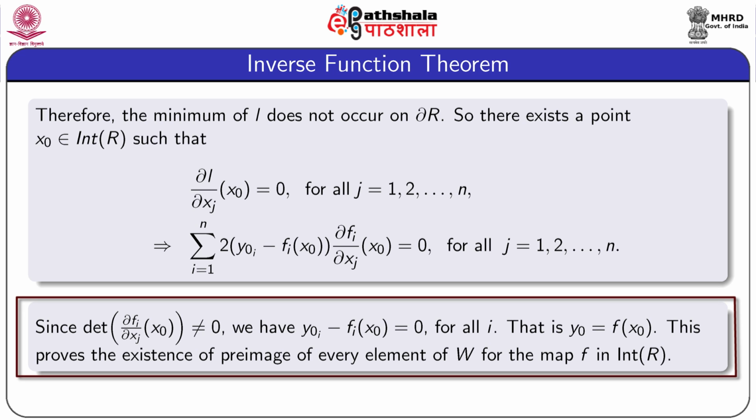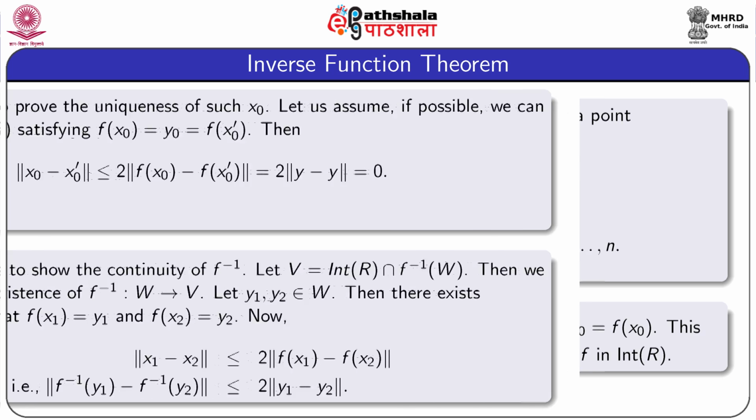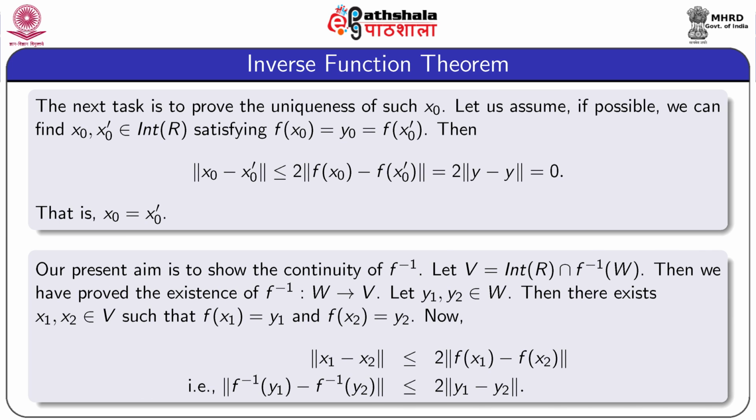Since the determinant ∂fi/∂xj at x0 is non-zero, we have y0 − fi(x0) equal to 0, and this is true for every i. Therefore, y0 is nothing but f(x0). This proves the existence of a pre-image of every element of W corresponding to the map in the interior of R. The next task is to prove the uniqueness of such x0.